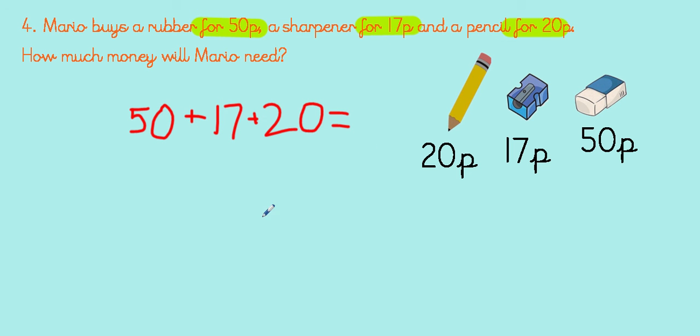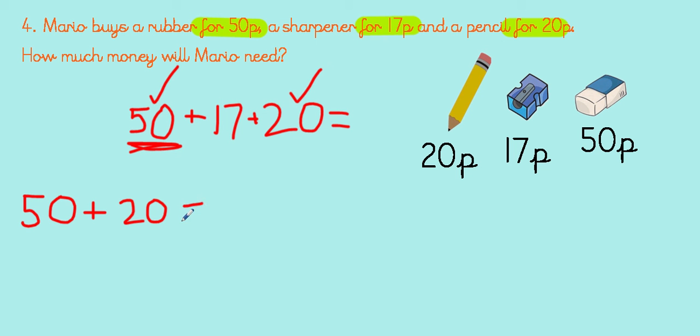So which number will I start with? Which is the biggest number? Yes, it's 50, isn't it? So I'm going to start a new number sentence with the largest number. And then I'm going to add just one of my numbers on. Which one will I choose, 17 or 20? Yeah, I think I'm going to choose 20 because it's bigger than 17. Okay? So I'm going to tick these two off because I'm dealing with them now. Okay? So 50 add 20 equals something.